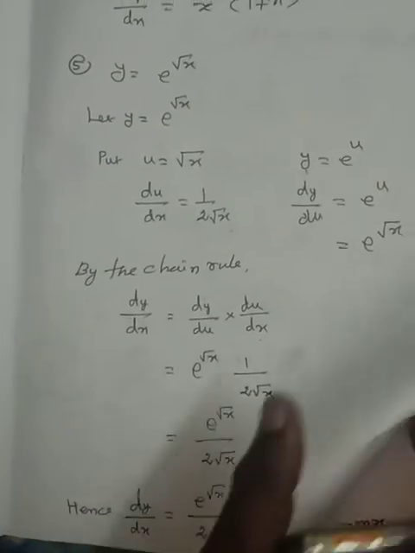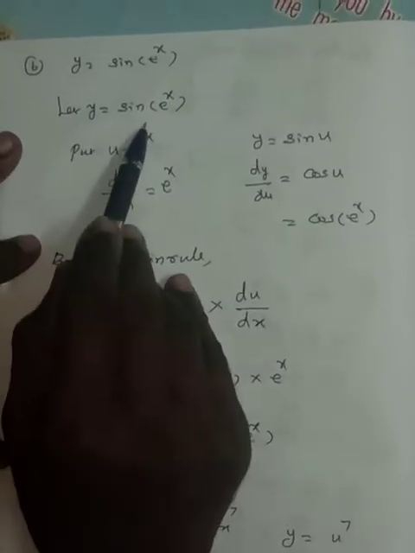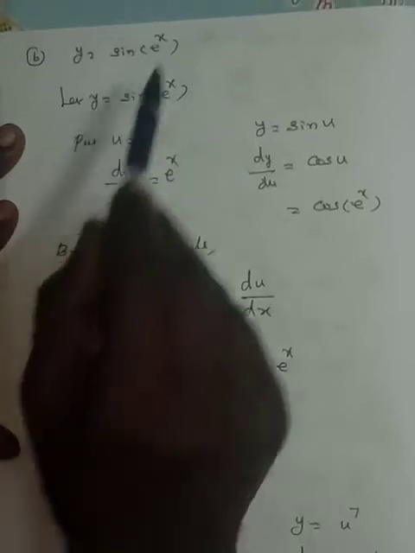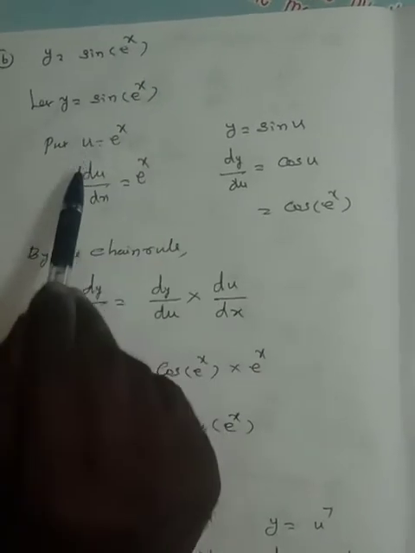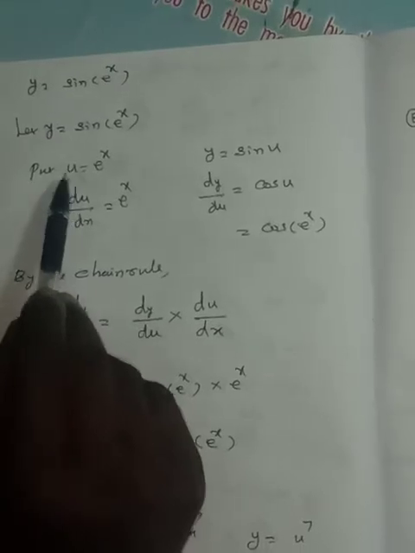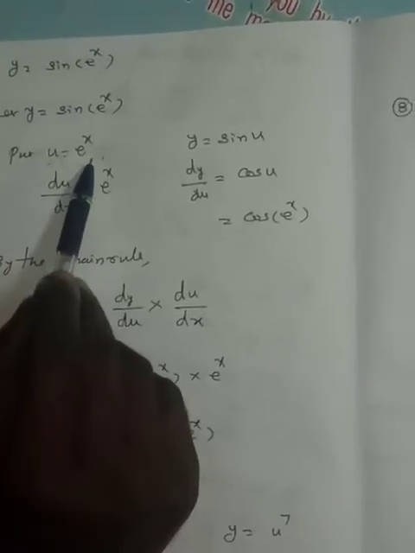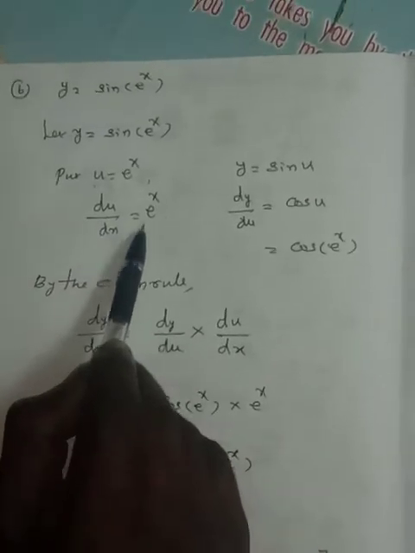Next, sum number 6. Sin of e to the power of x. Let y is equal to sin of e to the power of x. Put the bracket as u. Therefore, u is equal to e to the power of x. Left hand side variable is u, right hand side variable is x. Differentiate u with respect to x, du by dx is equal to e to the power of x.